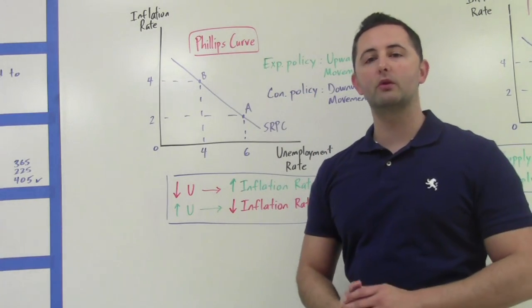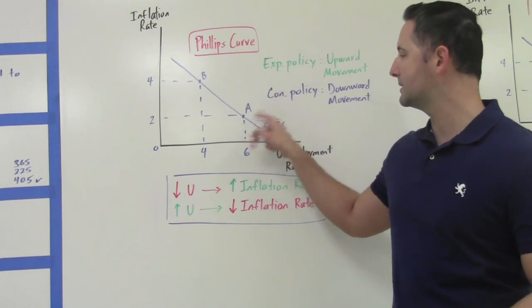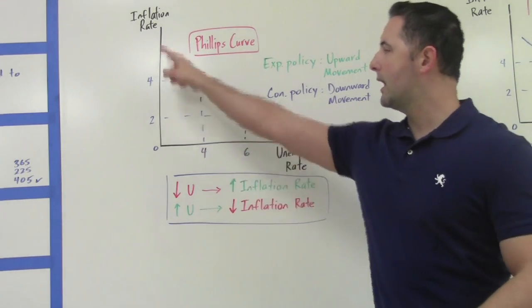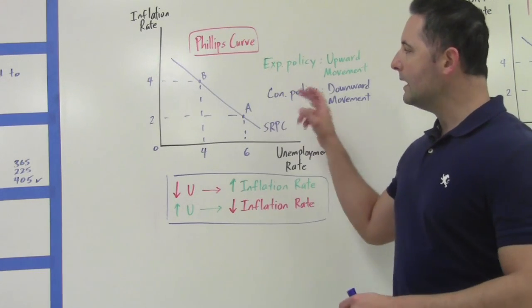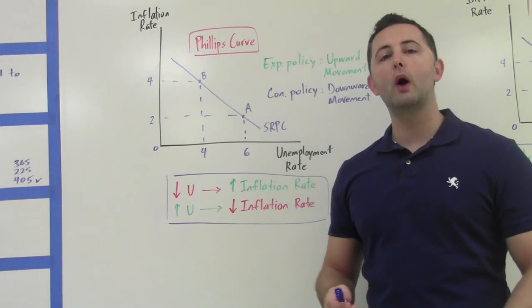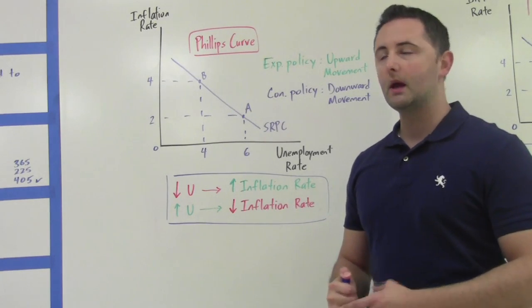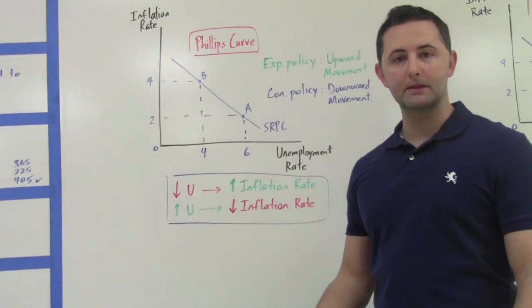Let's start at point A. Let's say that the economy is operating with 6% unemployment. Point A is telling us unemployment is 6% and the inflation rate is 2%. At this time, the government decides maybe 6% unemployment is too high. They want lower unemployment, so they would engage in expansionary policies.